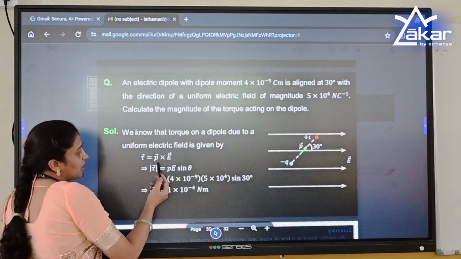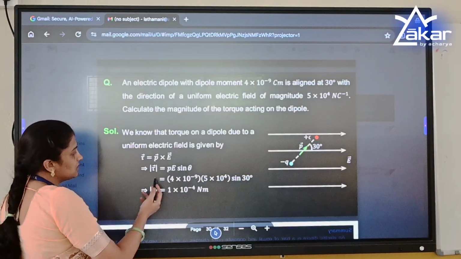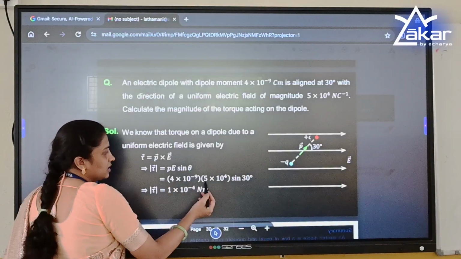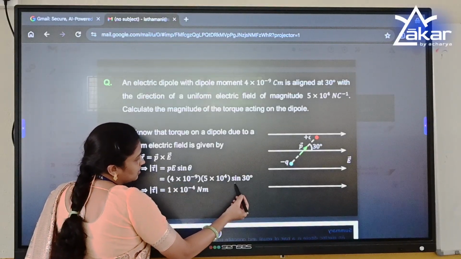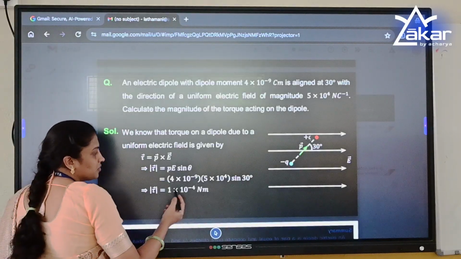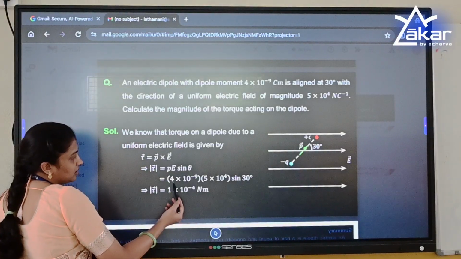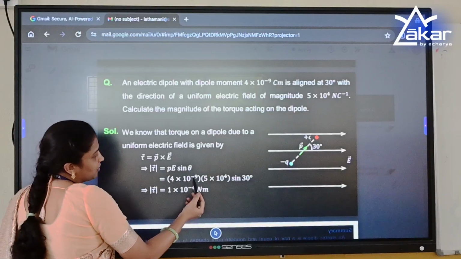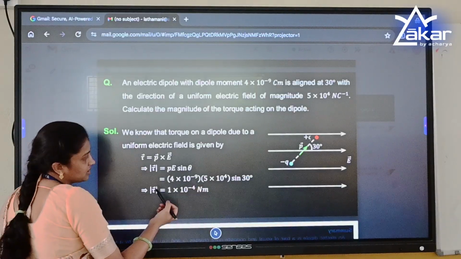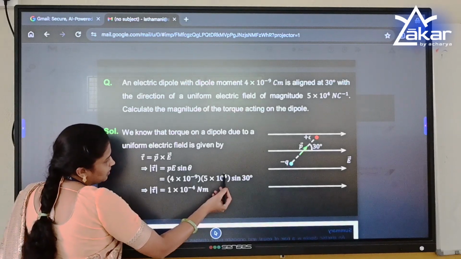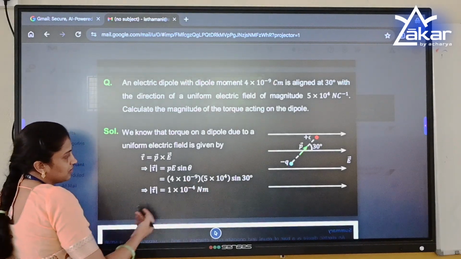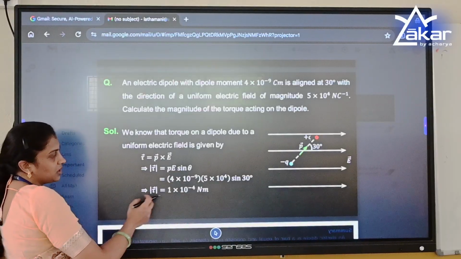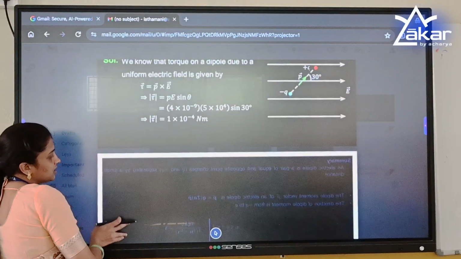We know the formula: torque is equal to pE sin theta. What is p? 4 into 10 power minus 9. E is 5 into 10 power 4. Then sin 30 degrees, which is 1 by 2. So 4 multiplied by 5 is 20, and 10 power 4 times 10 power minus 9 gives 10 power minus 5, then times 1 by 2. So we get 1 into 10 power minus 4 newton meter. This is one example of torque.